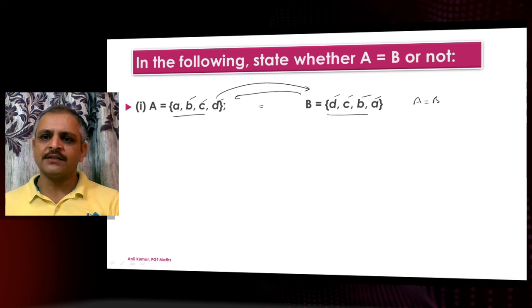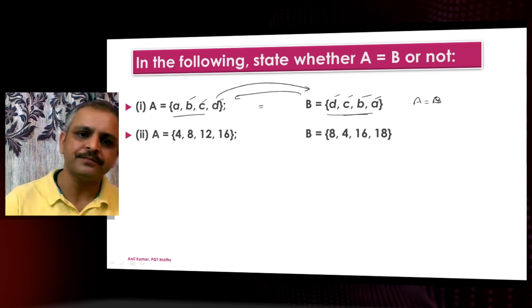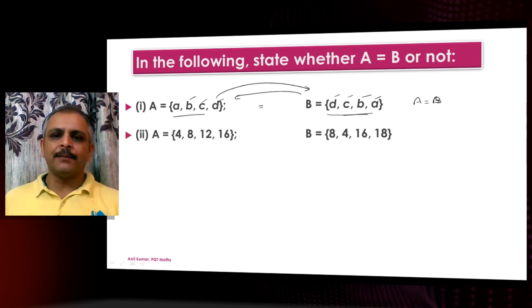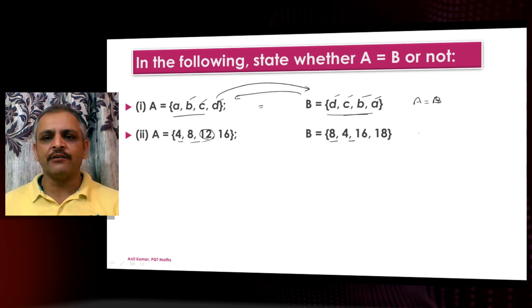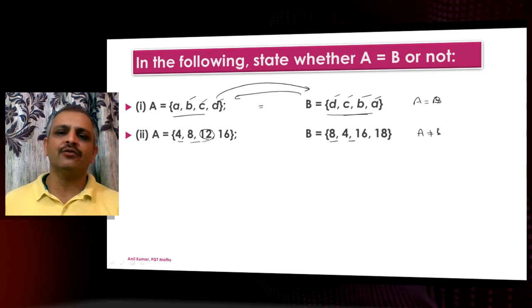So dear students, in set theory, it is not necessary that if two sets are equal, they must be written in the same order. Order doesn't matter here. In the second example, I can see that 4 is there, 8 yes, but I cannot find this 12 here. So I'll say that A is not equal to B, even though they are equivalent sets.